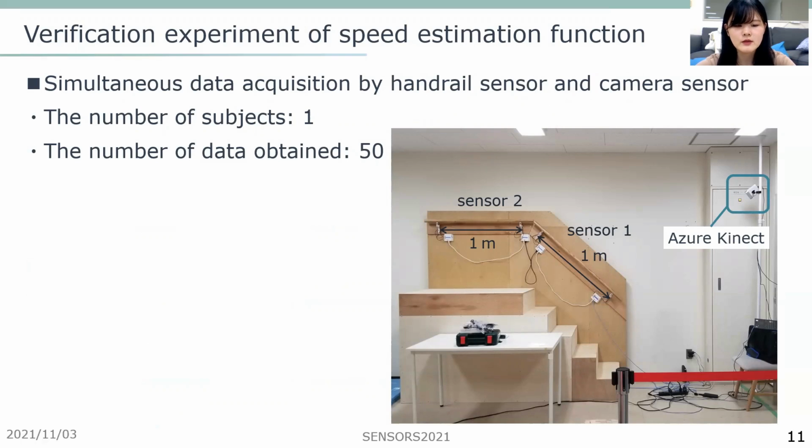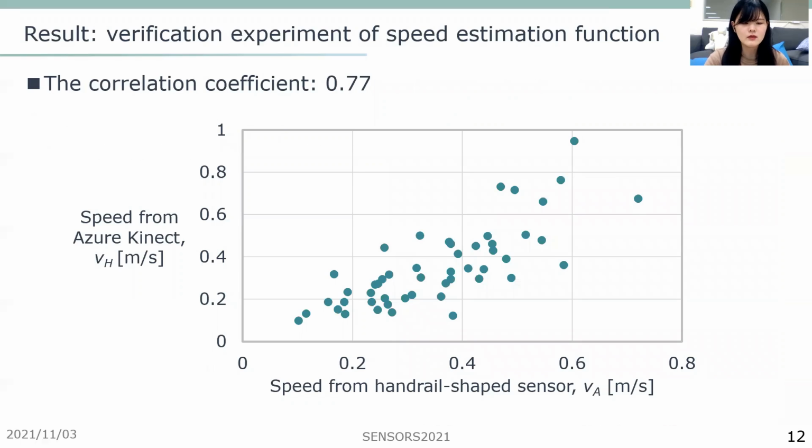Here is the experimental condition. In the verification experiment, the subject ascended and descended a stair 50 times in a laboratory environment. Here is the result. The vertical axis shows the speed analyzed from Azure Kinect, and the horizontal axis shows the speed analyzed from the Handrail sensor. The correlation coefficient between the speeds was high at 0.77, validating the effectiveness of the speed analysis function.